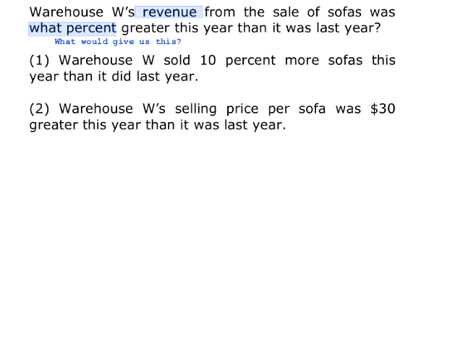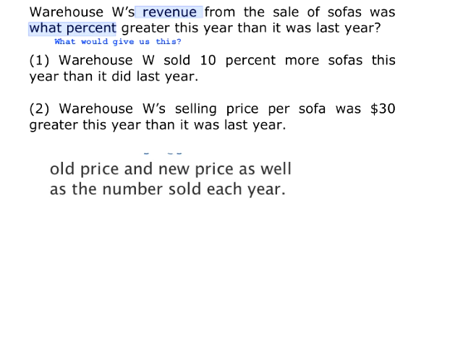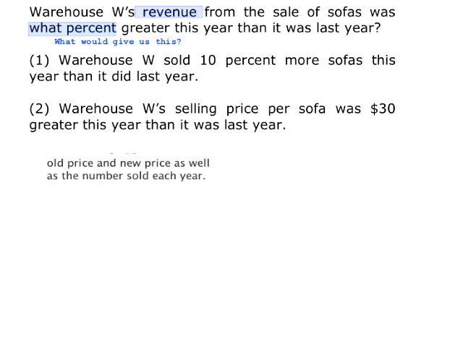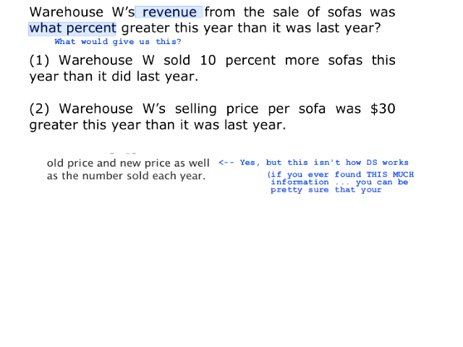all of that information, then of course, yeah, but they're not going to write data sufficiency problems like this. In other words, you have specific numbers of units for both years and actual prices for both years. Yes, that would tell you that, but this is absolutely not how data sufficiency works. So in fact, if you ever found this much information in one of these problems, you can be pretty sure that your answer is wrong. Because it's probably one of those C trap things, because they just don't do that, right?